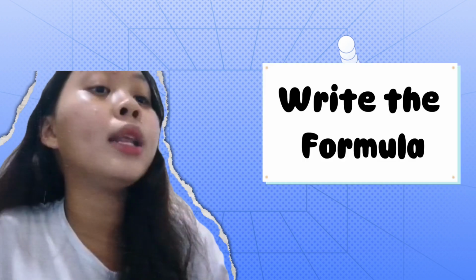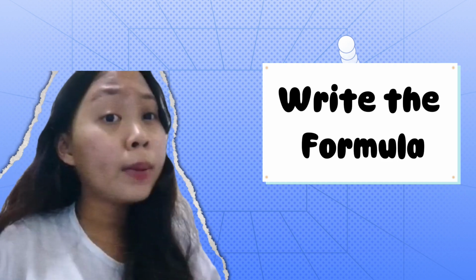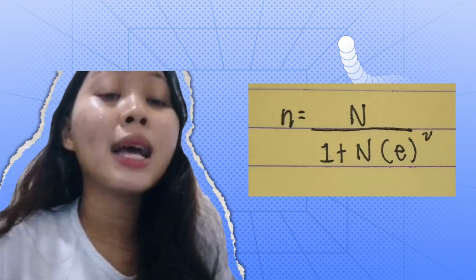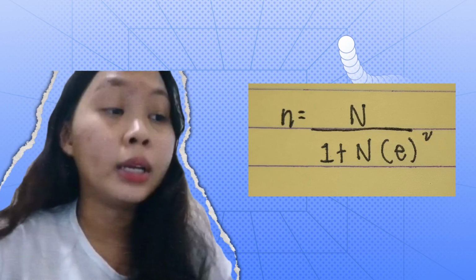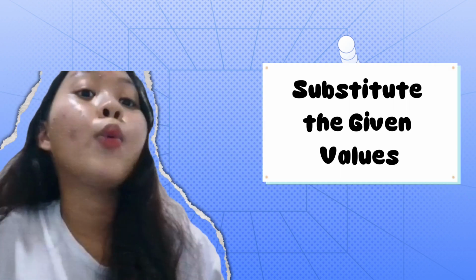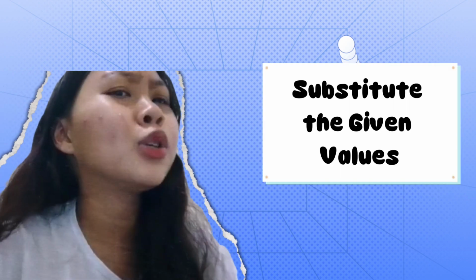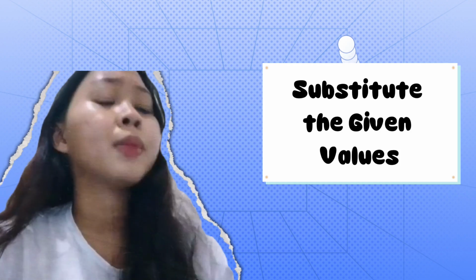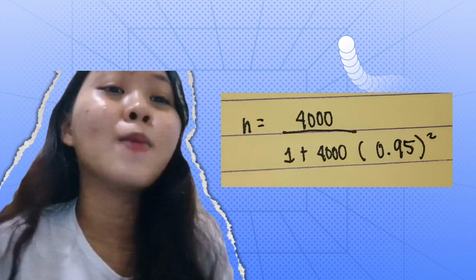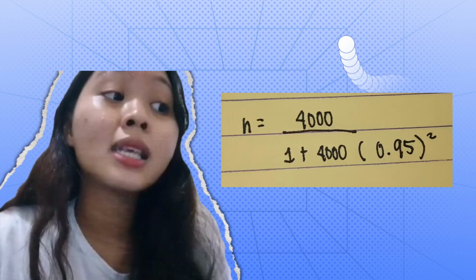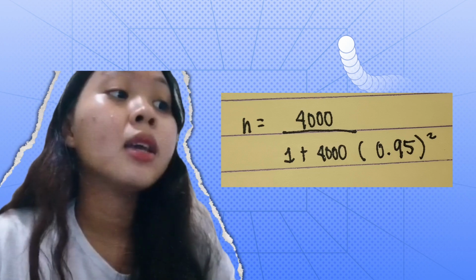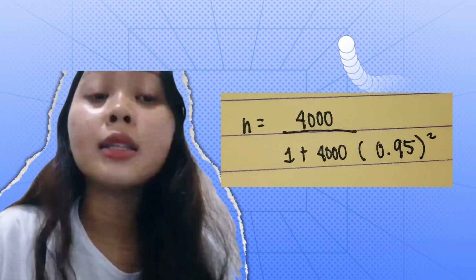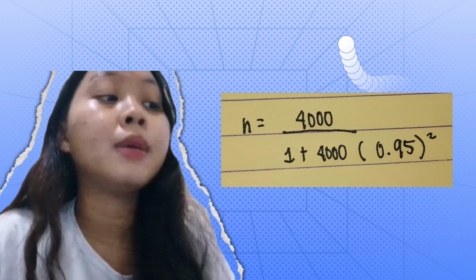Second step, we need to write the formula. N equals capital N divided by 1 plus capital N E squared. So, step 3, we need to substitute the given, of course. N equals 4,000 divided by 1 plus 4,000, open and close parenthesis, 0.95 squared.